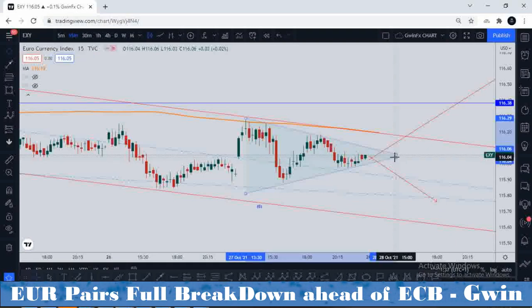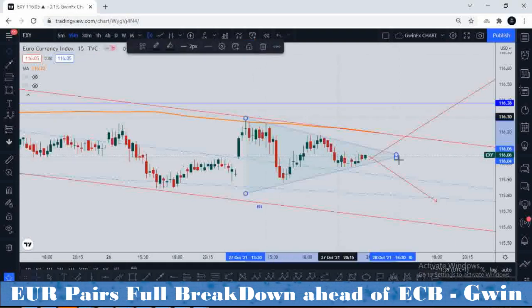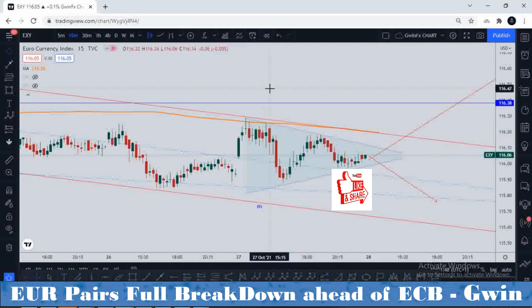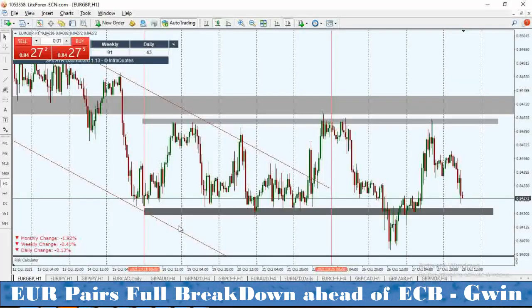Today is the monetary policy statement, so we're going to see what is happening. Price has gone into a symmetrical triangle waiting for that decision. What we're going to do today is wait for that decision, which will give us some guidance as to how we approach the euro in the coming days. So, moving on to some charts.